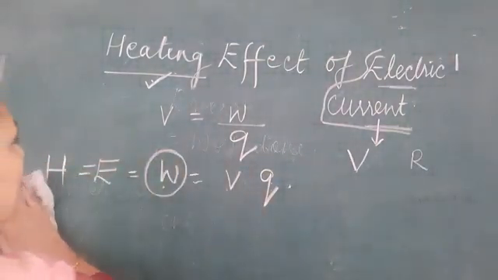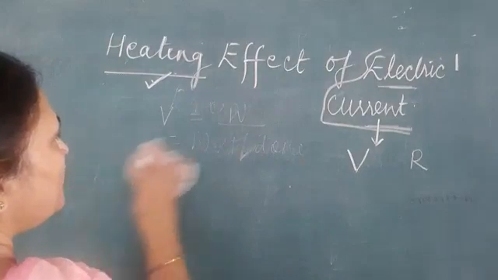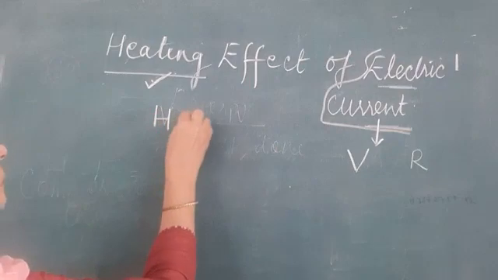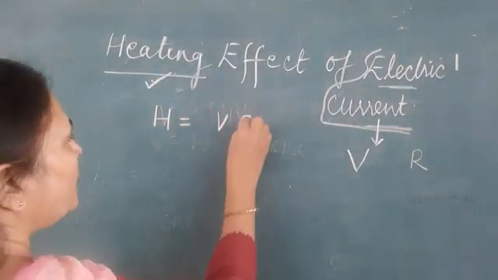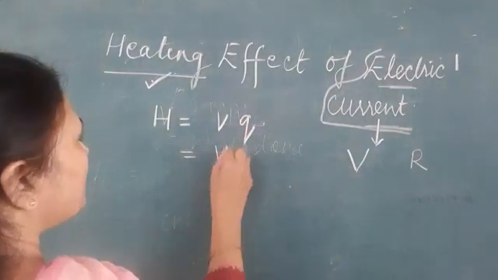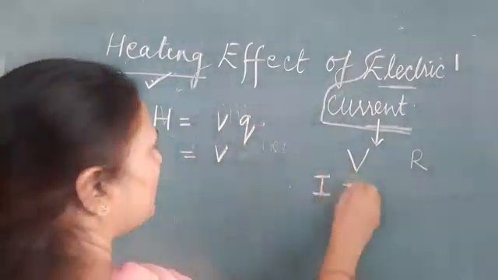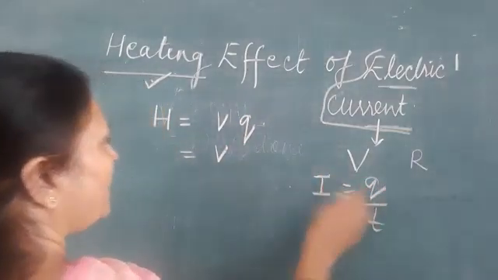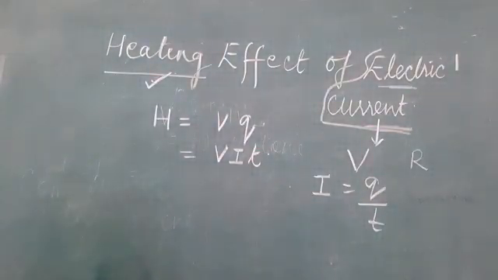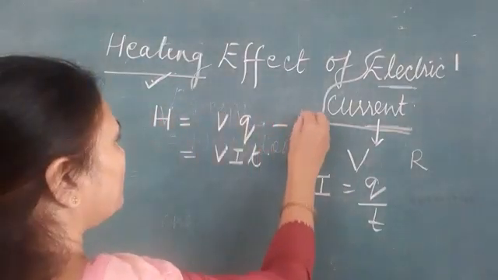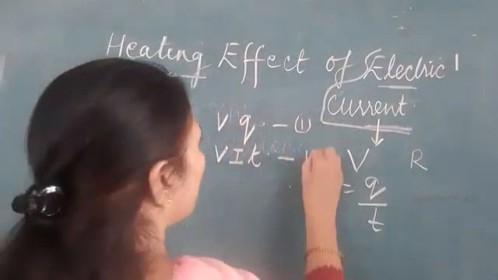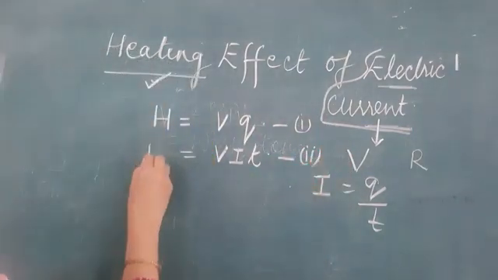So I can simply write down that the heat energy which is produced by an electric current can be written as H is equal to V into Q. This Q can be written, from the formula, as I T. So this is one of the expressions for the heat developed. This is the second expression for the heat developed.